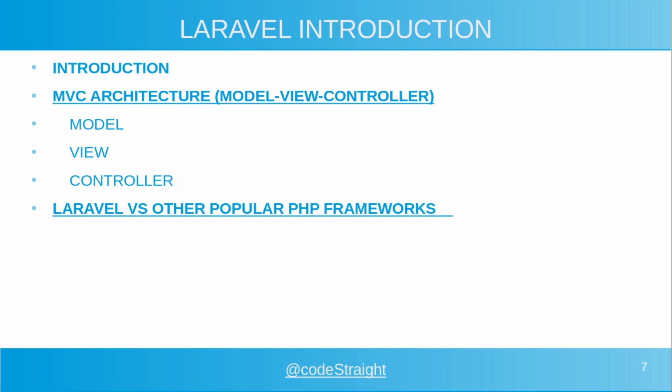Next, let's have a brief comparison of Laravel with other popular PHP frameworks. First of all, let's talk about Laravel versus CodeIgniter. Laravel is more modern with built-in features like authentication, ORM Eloquent, and the blade templating engine, while CodeIgniter is lightweight, simpler, and better suited for small projects but lacks many advanced tools out of the box.